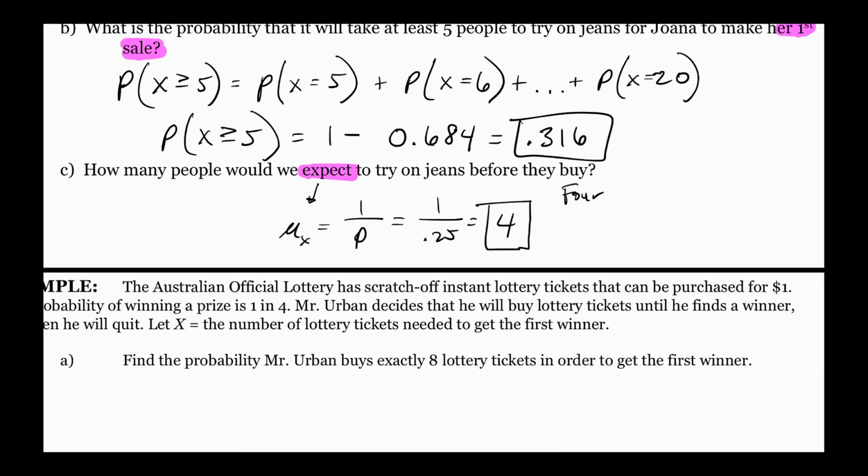Four people will try on jeans before buying. Right? In words, it's kind of putting it in plain English. If that number was 4.6, we would say 4 or 5. I would expect the fourth or fifth person to buy.